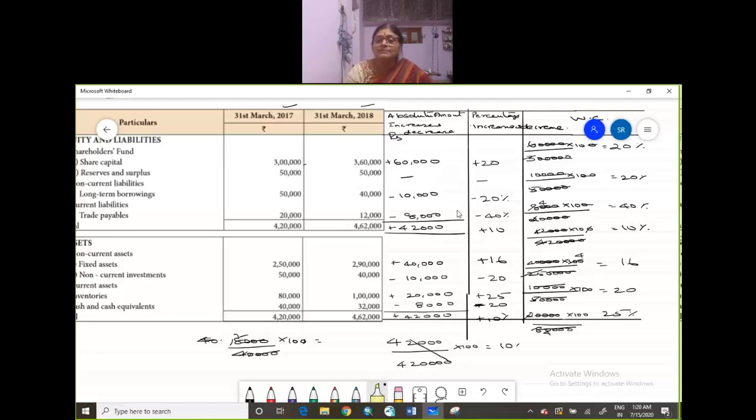So that's how you should calculate and compare. With your figures, it can be not only one year, it can be 2 years, 3 years comparison also. You can do. I hope you understood the problem, children.